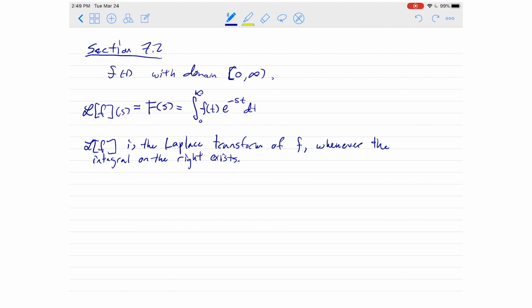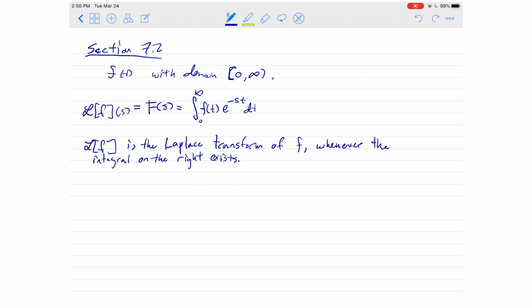And this is one way we can guarantee the existence of a Laplace transform. Okay, so other key features to notice is that this is a function of t, and now the Laplace transform is a function of s.